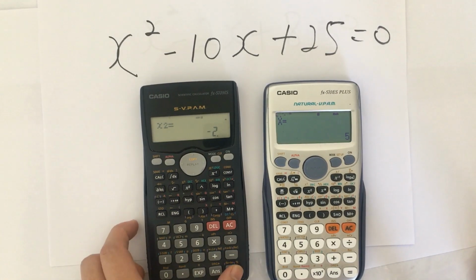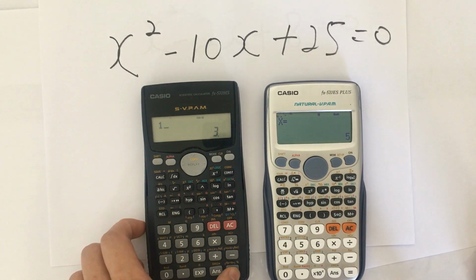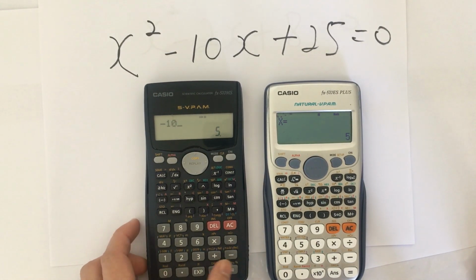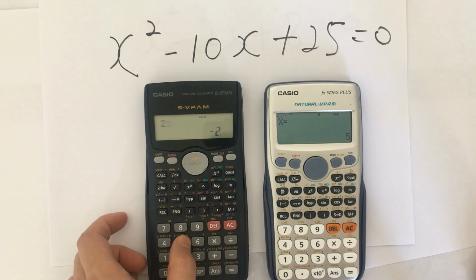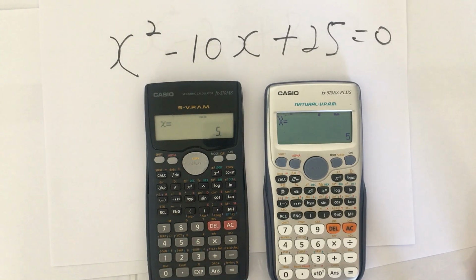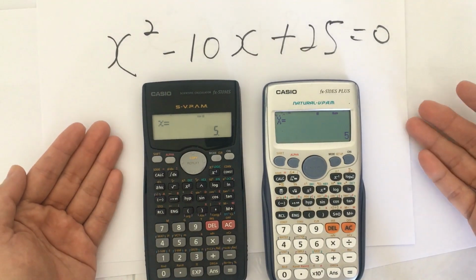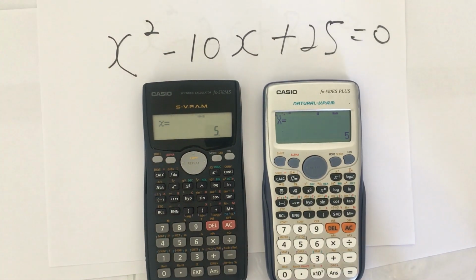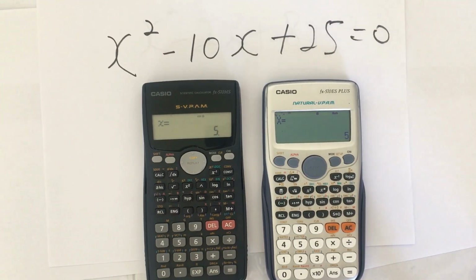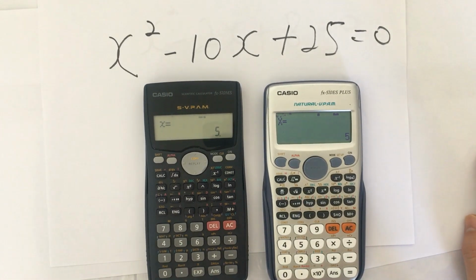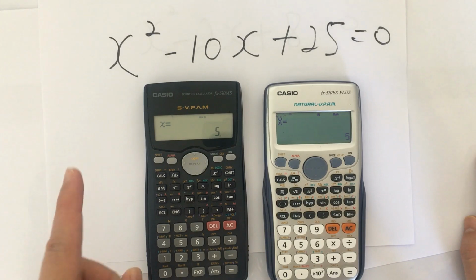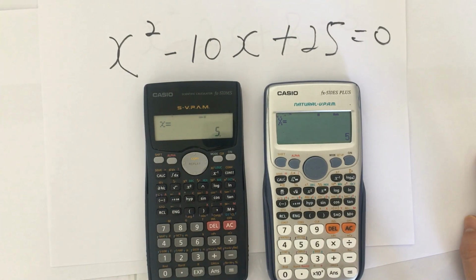Okay, I try this one. A equals to 1, B equals to negative 10, C equals to 25. And what do I have? Again, there's no X1, X2. That's only X equals to 5. So what does it mean? What does it indicate? There's only one root, which is X equals to 5.